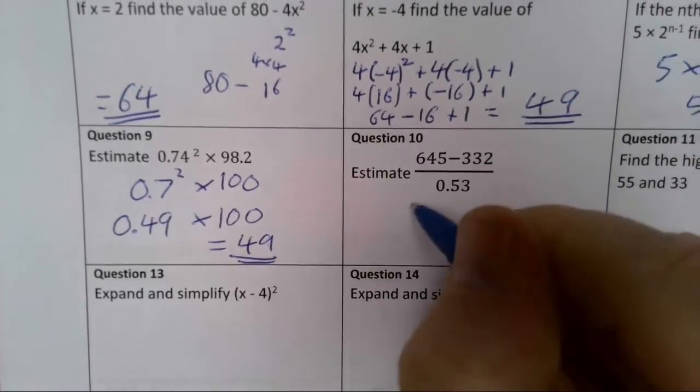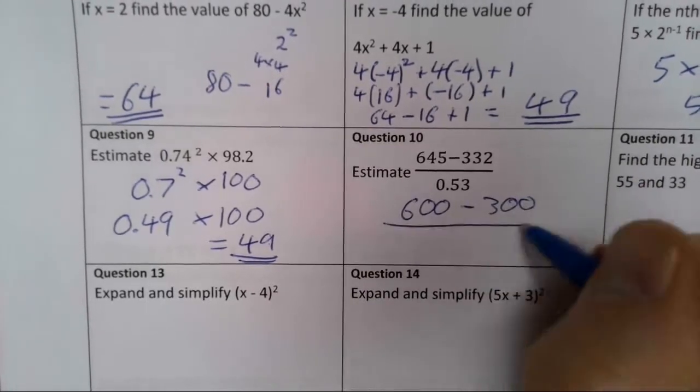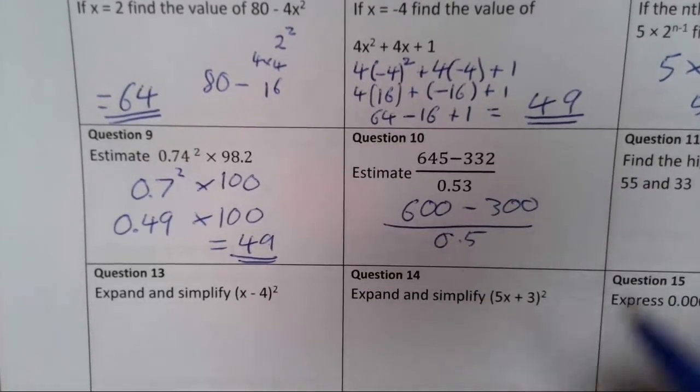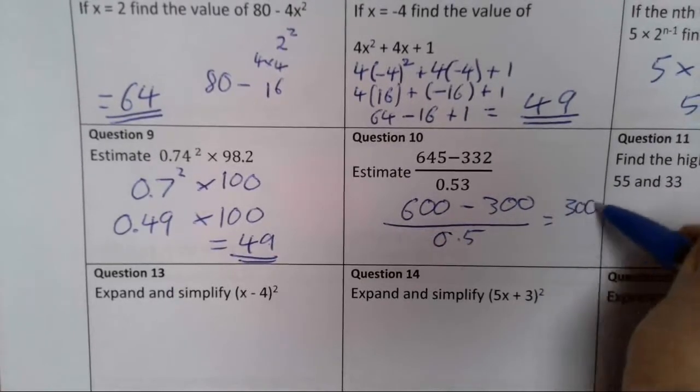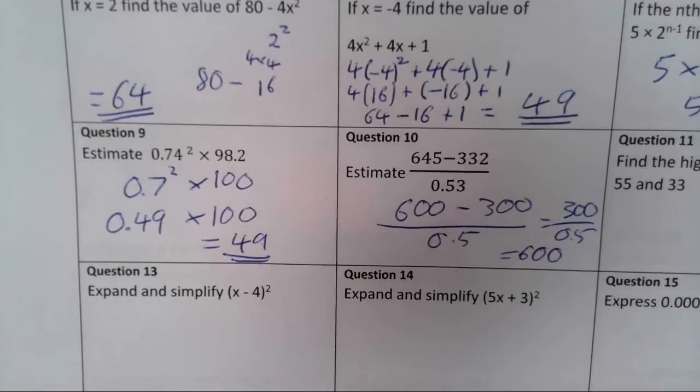Right, estimate this one. It's going to be 600 take away 300 divided by 0.5. That's going to be 300 over 0.5, which is 600. If I divide by half, it's the same as times by 2.